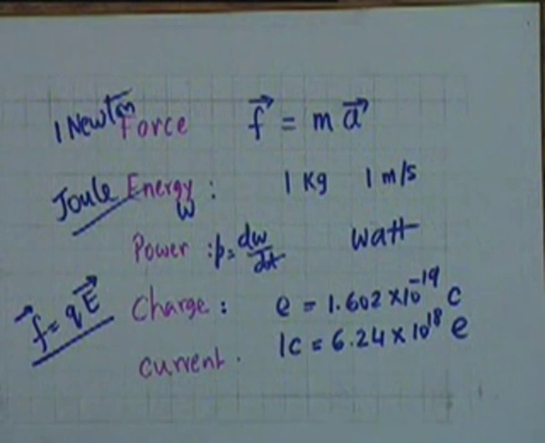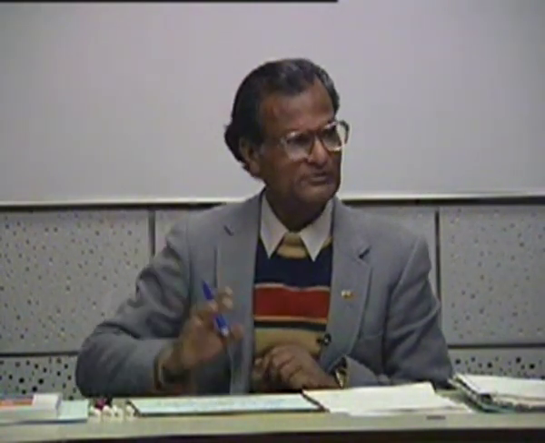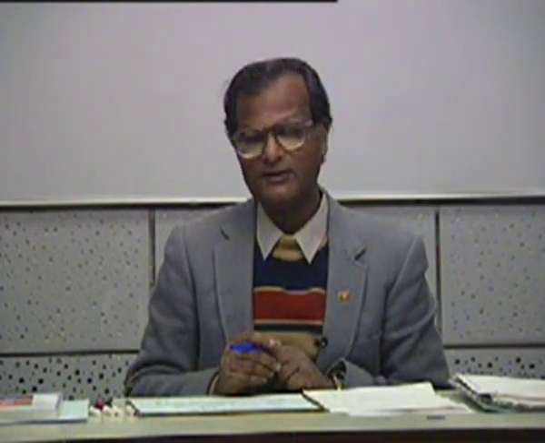or you can also define a charge in terms of a current. 1 coulomb is the amount of charge transferred by a current of 1 ampere in 1 second. We are not making absolute definitions; these are convenient ways of looking at these various quantities. For the absolute definition, you look in the physics course, how to make absolute measurement of charge and current and all that.